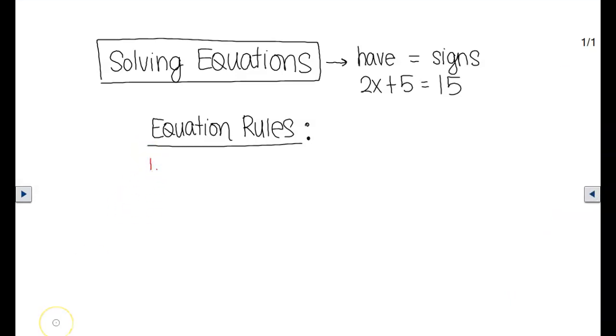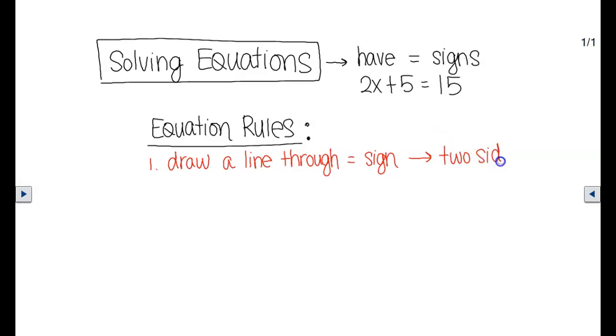The first rule that I'm going to give you for equations is that every single time you start to solve an equation, I want you to draw a line through the equal sign. I'm going to ask you to draw the line through that equal sign to show you that an equation has two sides. If you draw that line through the equal sign, it nicely divides your equation into its two sides.